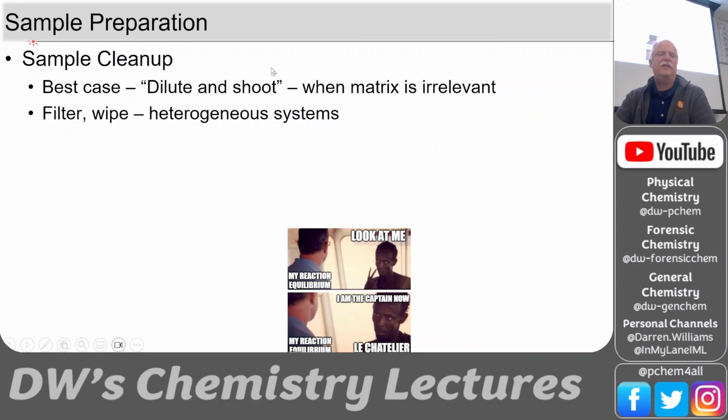Filter and wipe. Now you have a heterogeneous system. So you might wipe the table. Say we suspected drugs were prepared on this table. You wipe it with a filter paper, and then you extract it from the wipe. So that's heterogeneous. You have the substance on the paper, and you've got to get it off. Or the stamp example, heterogeneous. You've got to get the analyte off the paper.